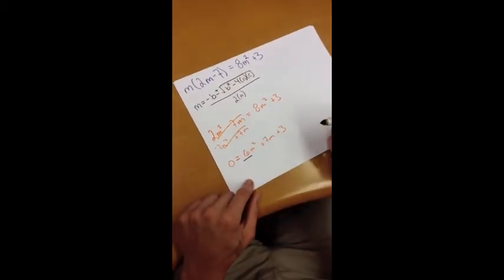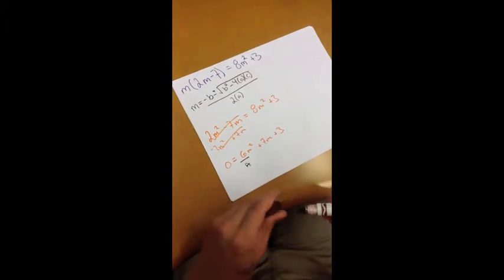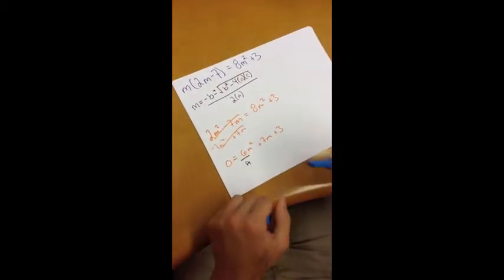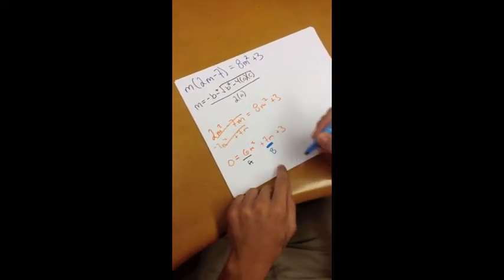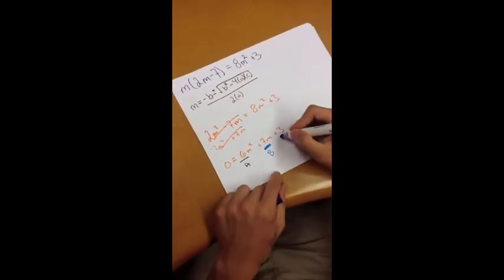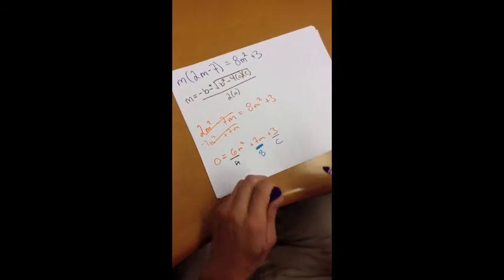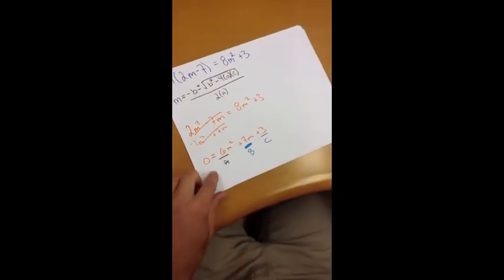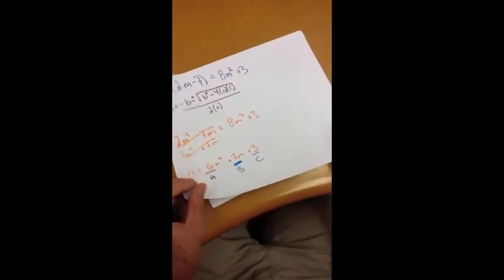So that would be right here, your 6 is your a, your 7 is your b, and your 3 is your c. So now that you know your numerical coefficients for a, b, and c, you can plug this into the quadratic formula.